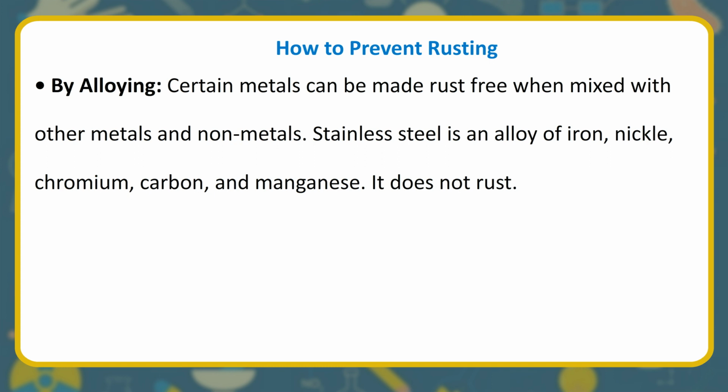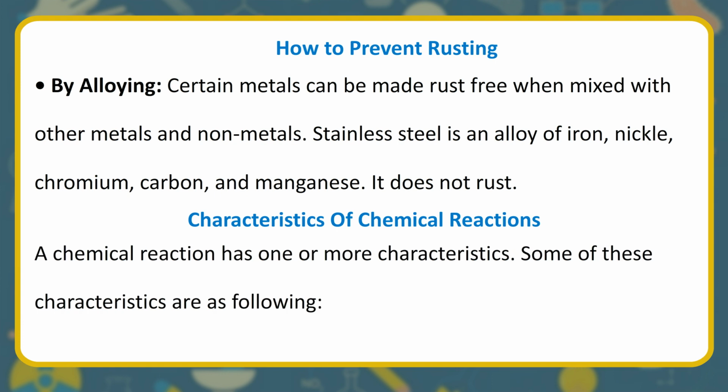Stainless steel is an alloy of iron, nickel, chromium, carbon, and manganese. It does not rust. Characteristics of chemical reactions. A chemical reaction has one or more characteristics. Some of these characteristics are as follows.